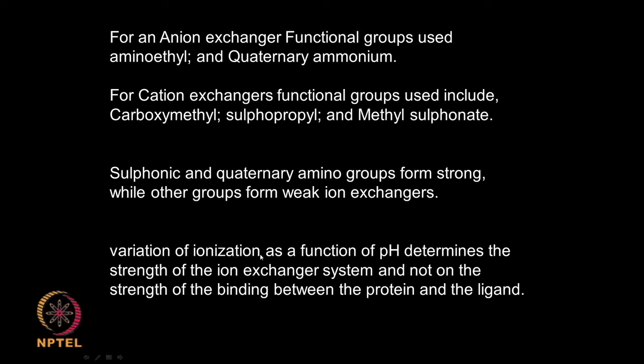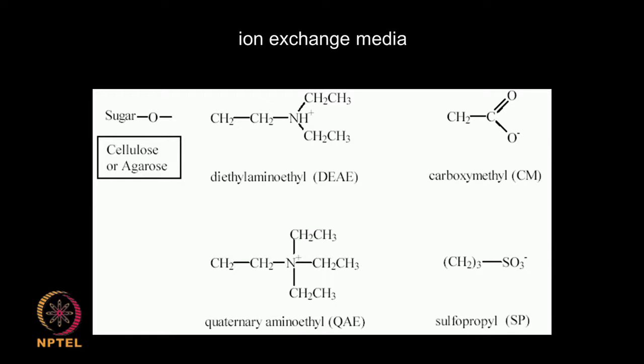So, variation of ionization as a function of pH determines the strength of the ion exchanger system. When I change the pH, obviously the ionization changes, so that strength also changes. The binding also changes actually. So, these are ion exchange media, like I will have a cellulose or agarose. Then I can have a diethyl aminoethyl, so you will get a lot of positive charge, or quaternary ammonia ethyl, or if I want to have a negative carboxymethyl group, this has a negative charge, or sulfopropyl group which also has a negative charge.